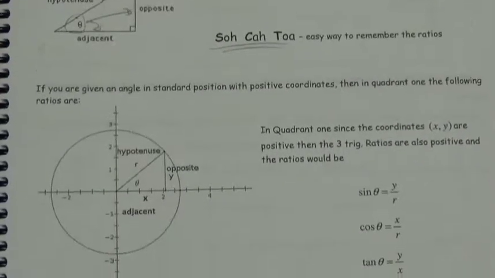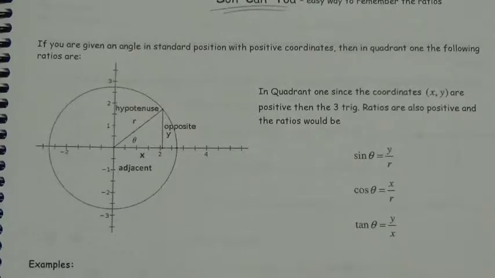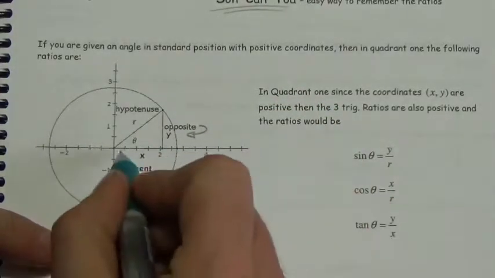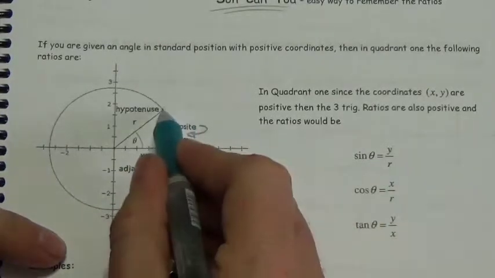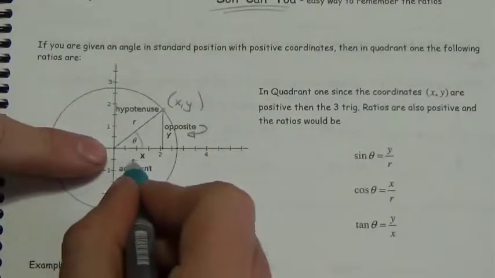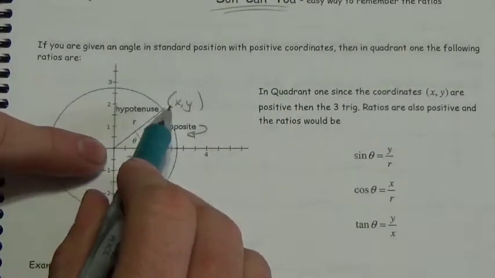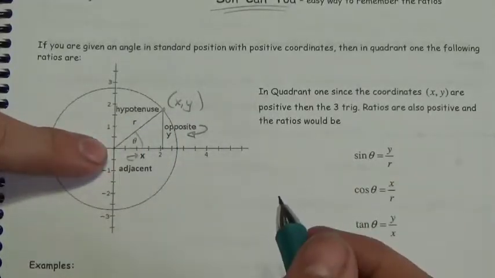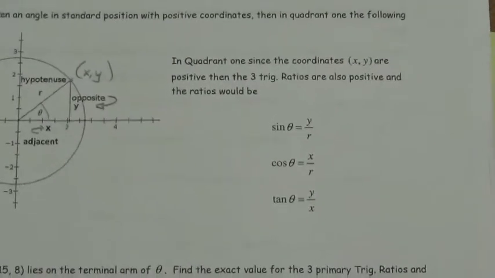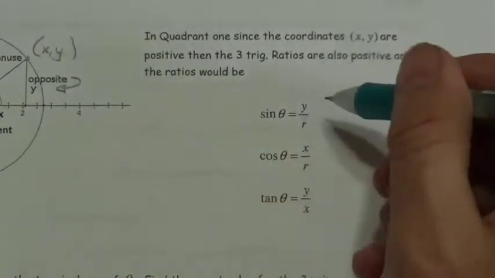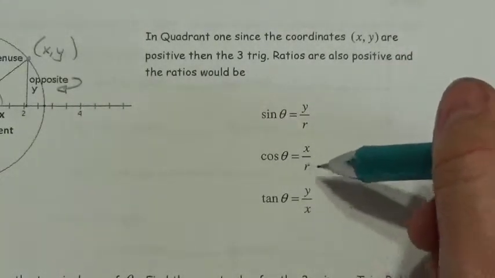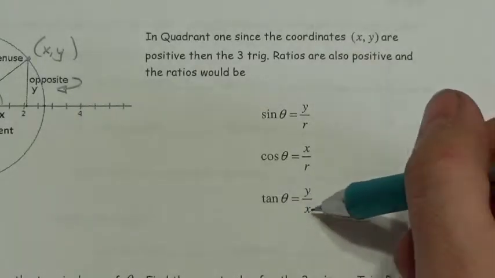But now we're on the coordinate plane, so things are going to be a little bit different. I want you to start to relate the opposite side to the y value of that point, and the adjacent side to the x coordinate of that point. And then the hypotenuse will be r here. So in this case we're going to get these new definitions. Sine is now going to be the y coordinate divided by the radius. Cosine will be the x coordinate over the radius, and tangent will be the y coordinate over the x coordinate.